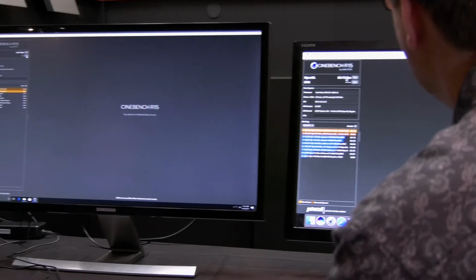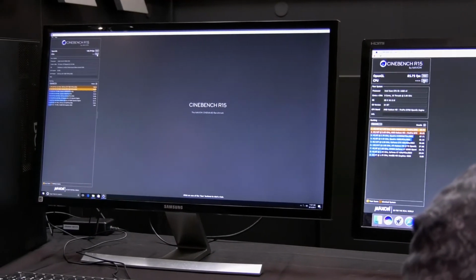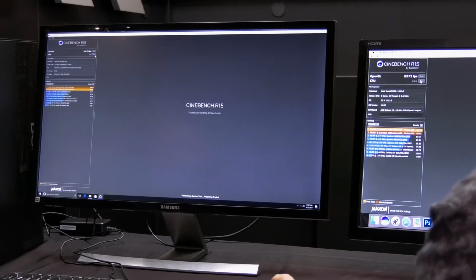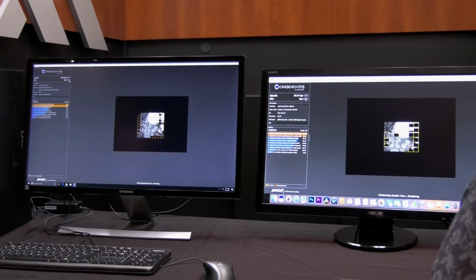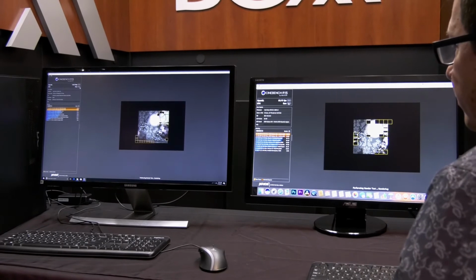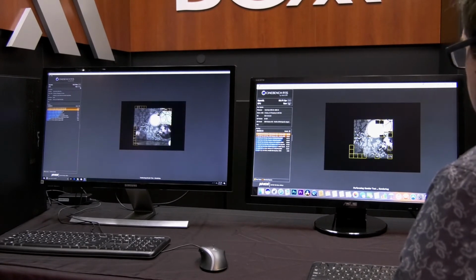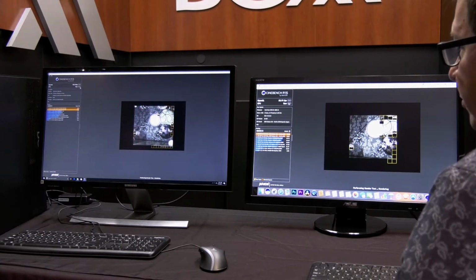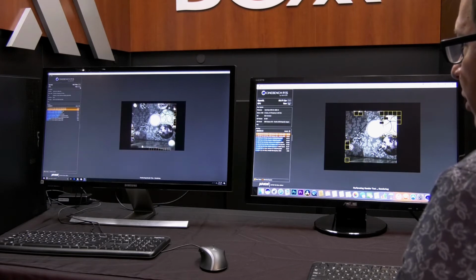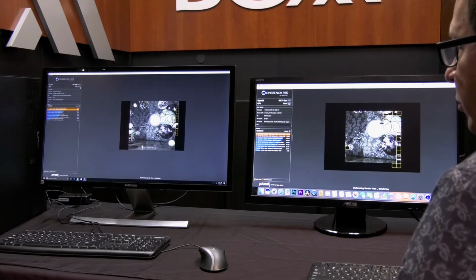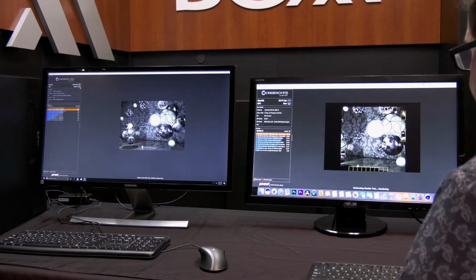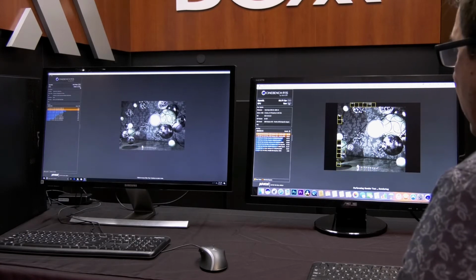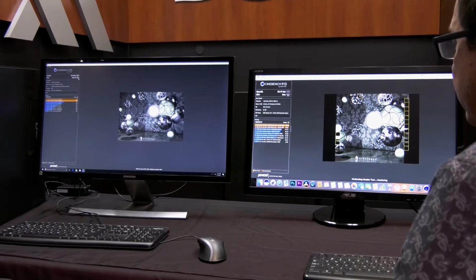So let's run the CPU test. Get ready, 1, 2, 3. And here again, we have the advantage of we're actually running the Core i9 processor over on the BOXX system. And the Mac is running a Xeon E5? Yes, at 3 gigahertz.